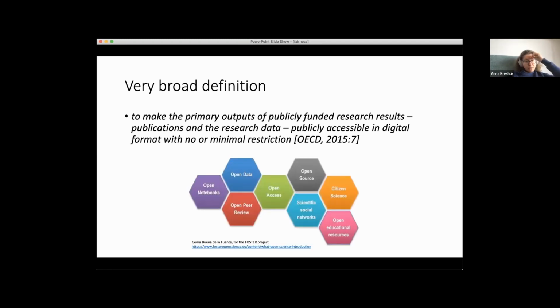So if you look at the current definition as defined by the EU through the many projects that are now funded to foster open science, you see there are actually very many components.